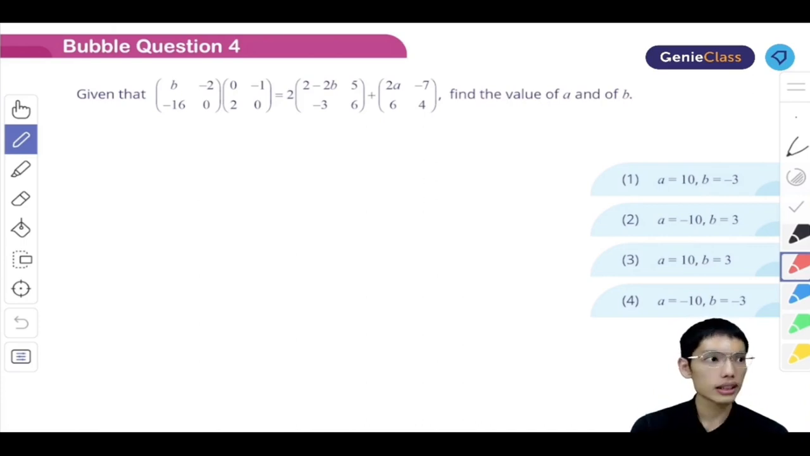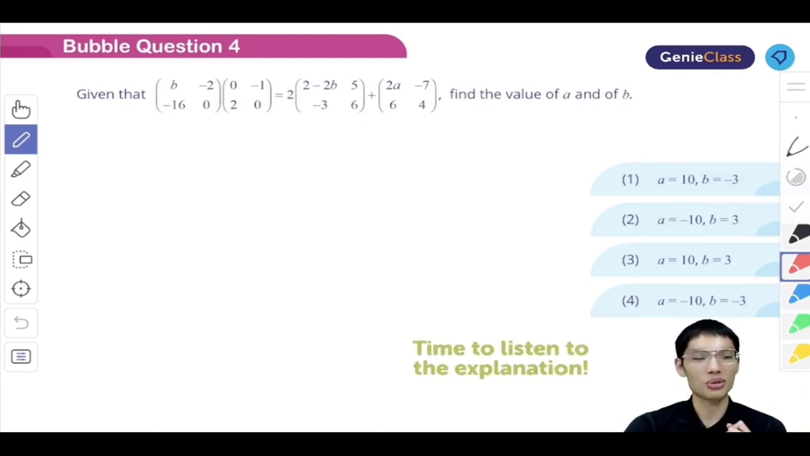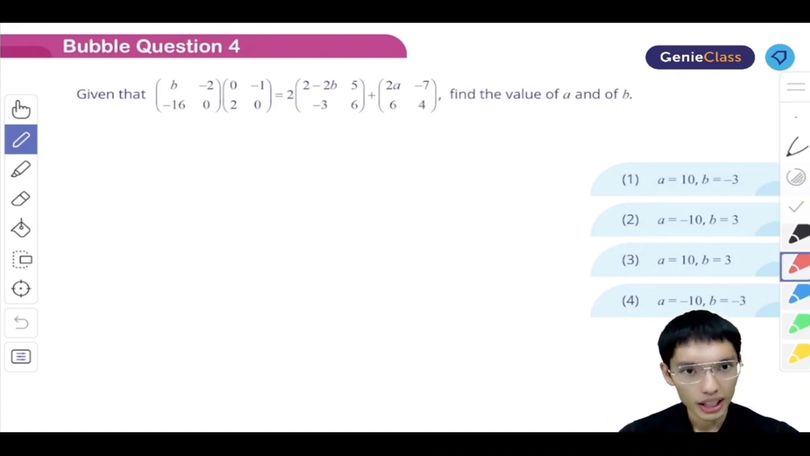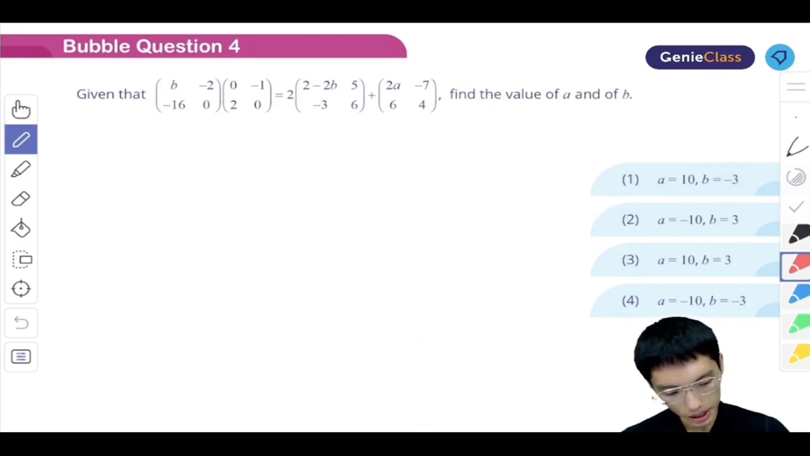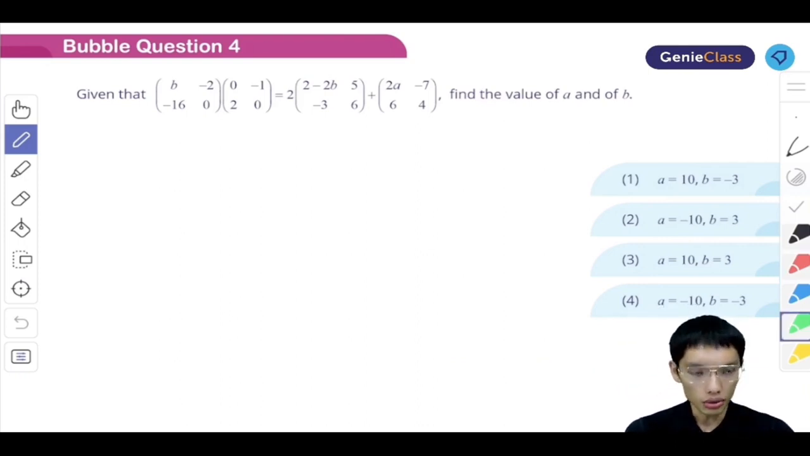2, 1. Okay, so seems like you realize this is a little bit tedious, and take note therefore the manipulation of the working, you have to be very careful. So be very careful and make sure to listen to my explanation over here. Alright guys? Okay, let's go.